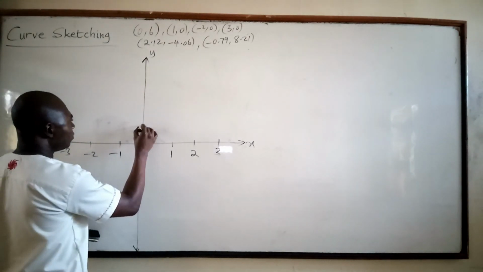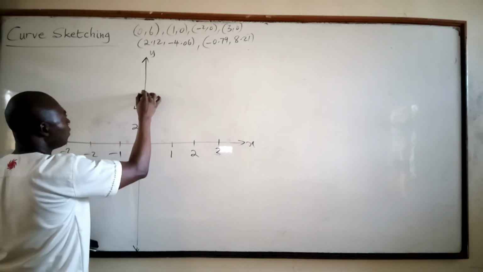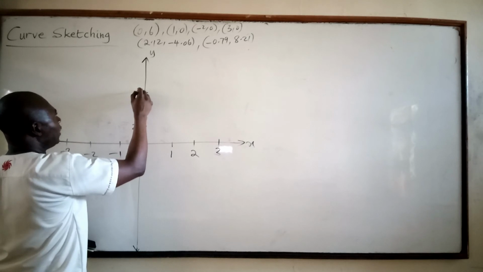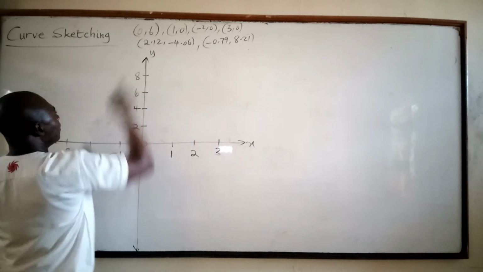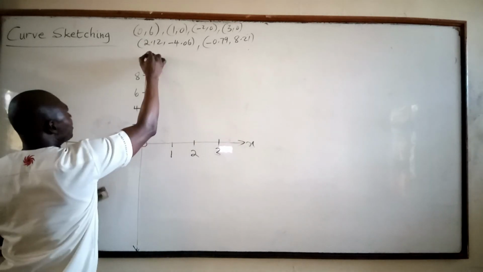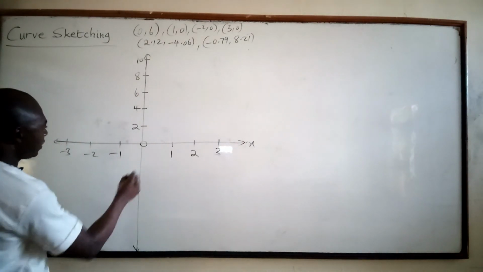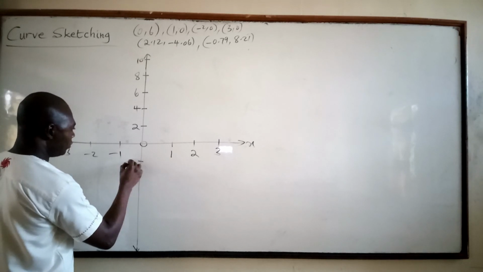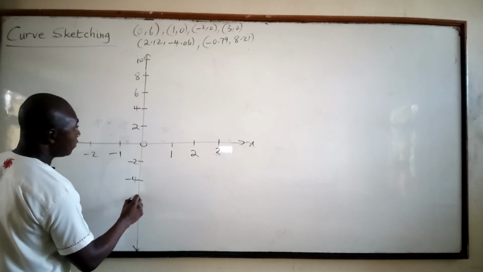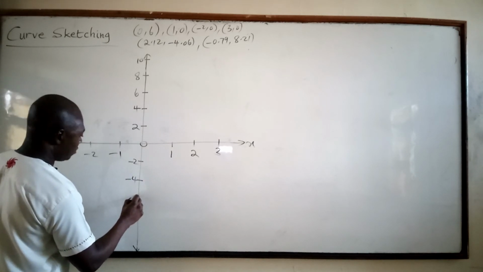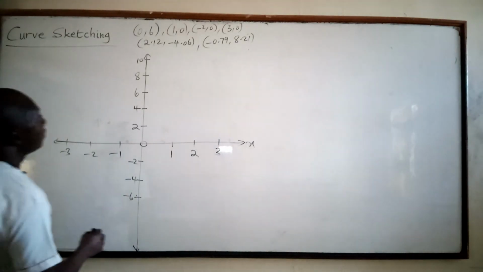So you can decide to say that this is 2, 4, I think it's 6, 8, and then it's a sketch, and 10. And then this side you can say negative 2, negative 4, negative 6. It's okay.